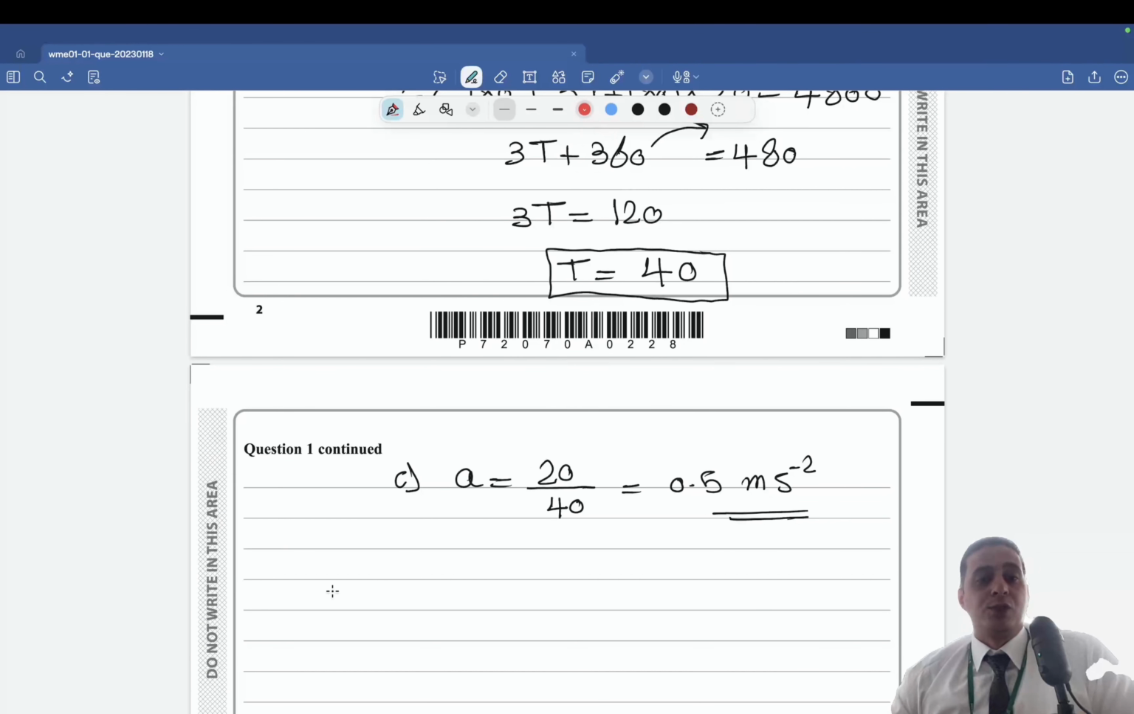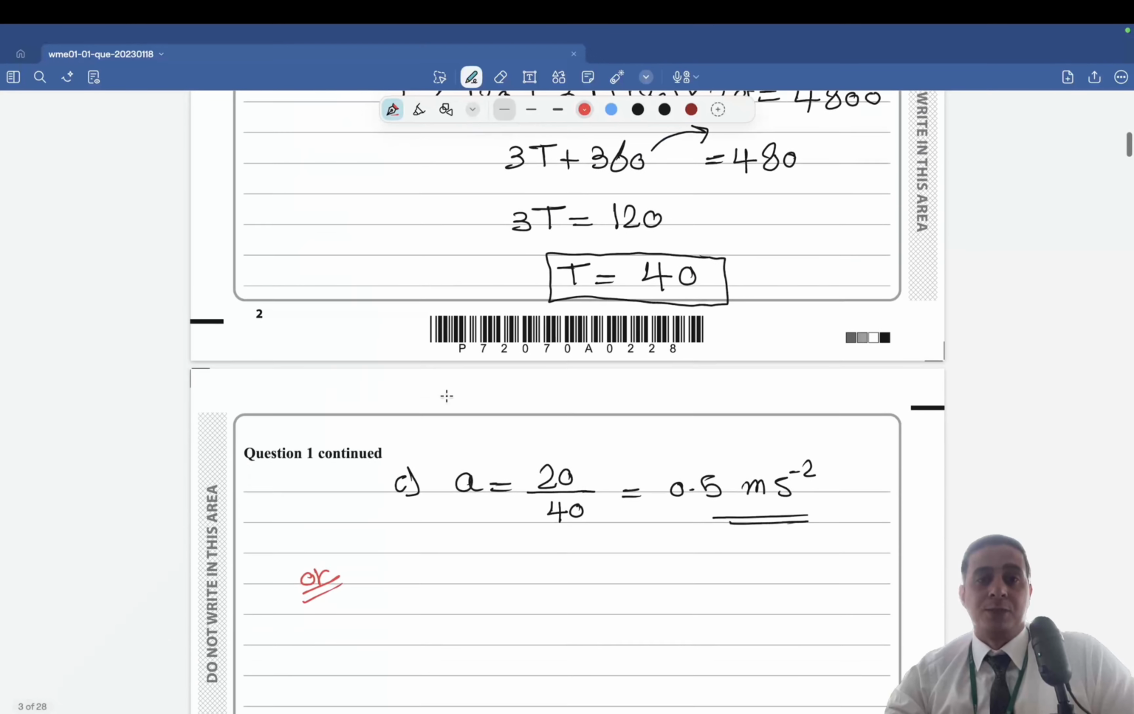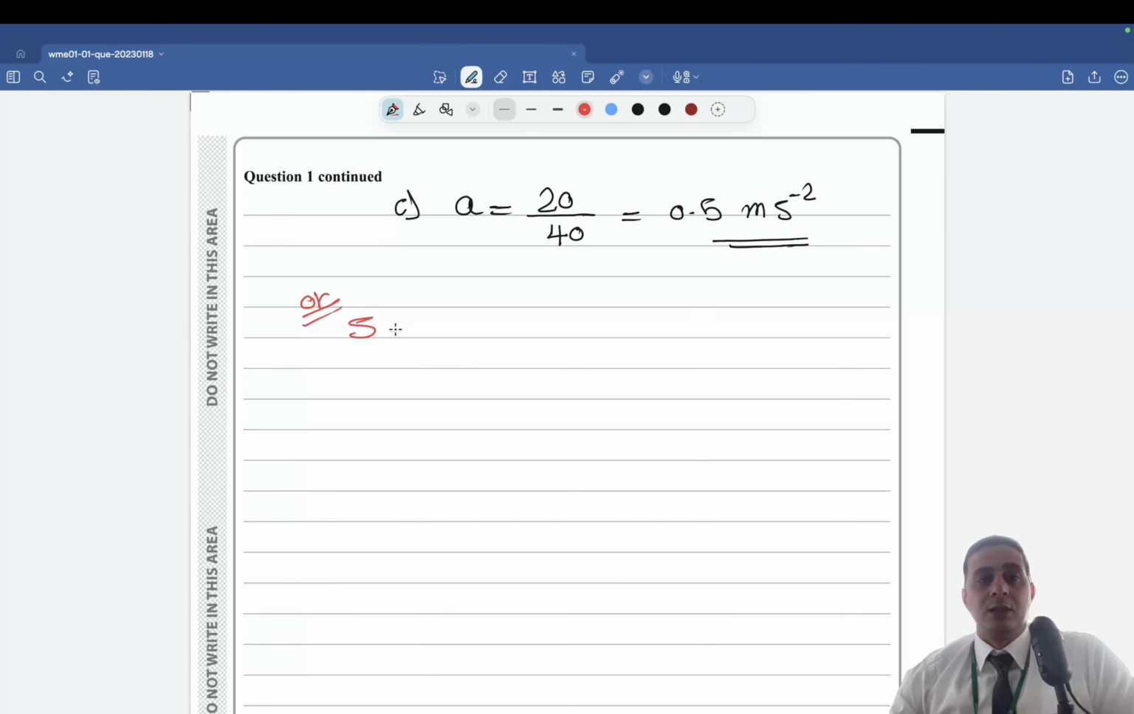Or we can use SUVAT. I can use SUVAT to find the acceleration. It starts from 0 till 20. It takes t seconds, which is 40, and I can find the acceleration. Let's put the information. Displacement or distance, I don't have it. The train starts from rest, so our initial velocity is 0. It reaches a speed of 20, so our final velocity is 20. Acceleration, that's what I need to find. Time, it takes t seconds, which we found as 40.